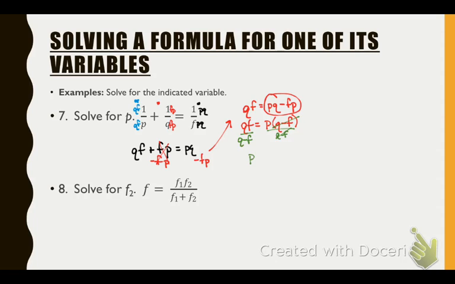So P is equal to QF over Q minus F. What if it asks for anything? What kind of restrictions do I have? What can Q and F not be equal to? Itself, right? They can't be equal to each other.